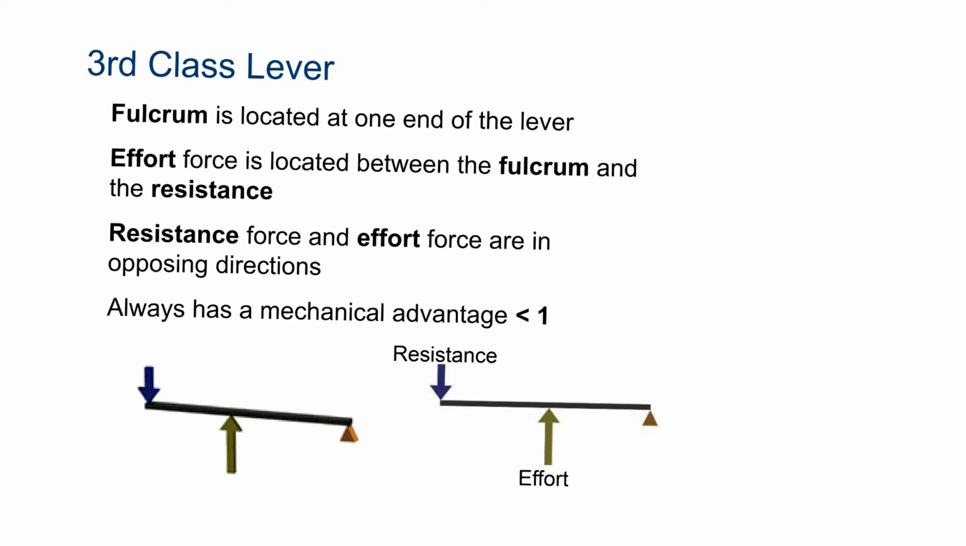One of the most common ones is a golf club, actually. For a golf club, you're kind of the pivot point. The head of the golf club would be the resistance, and you apply the effort force between you as the pivot point and the head of the club, which is the resistance. Does that kind of make sense?